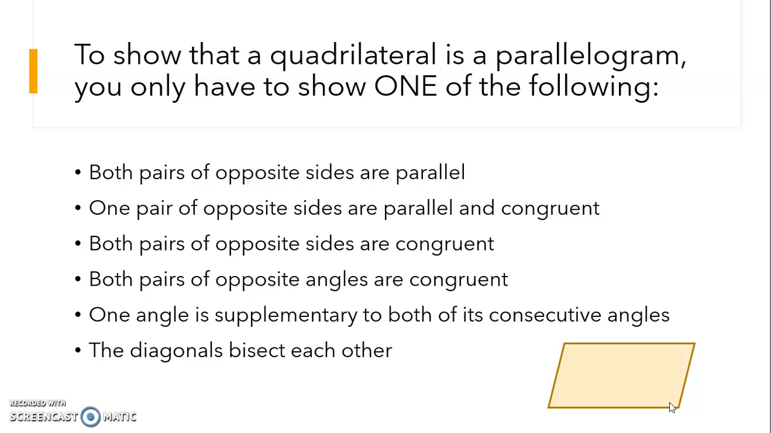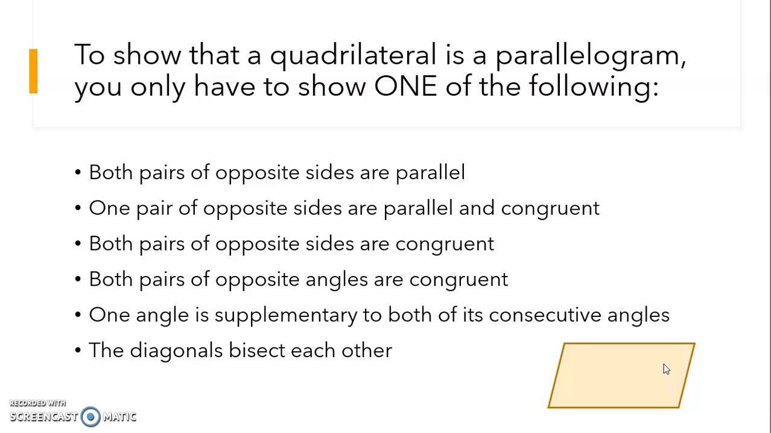Finally, the last fact says that the diagonals bisect each other. So if I had a diagonal drawn here and a diagonal drawn here, they would be cut in half. So this part of that diagonal would be equal to this part, and this part of the diagonal would be equal to this part over here. So those are our facts.